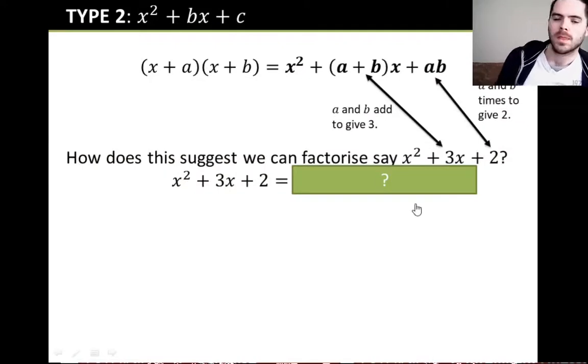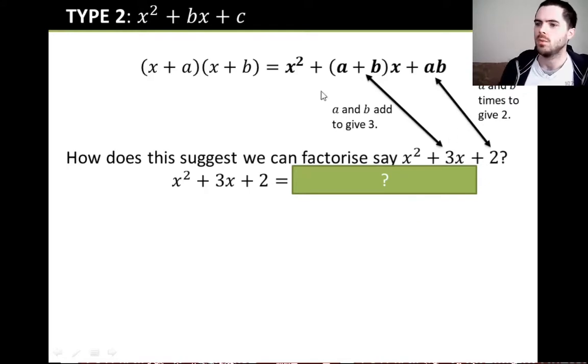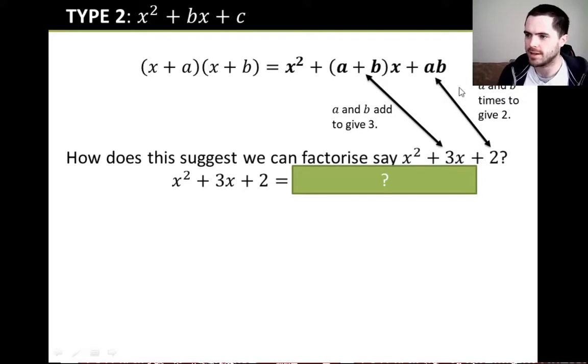Shifting on, we now use this trick to factorise, to get back into the brackets. We know that if you want to represent this algebraically, x plus a times x plus b gives x squared plus a plus b times x plus ab. A and b were added together to give us the x term, a and b were multiplied to give us the final term.